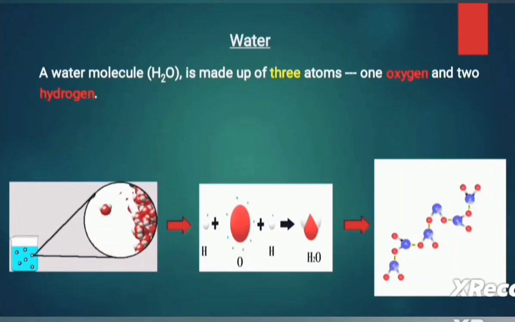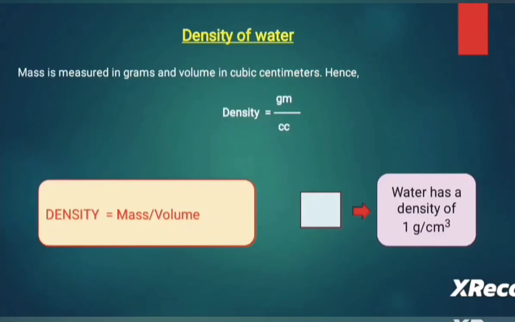Ice is lighter than the original liquid. When water freezes, that is when it transforms into the solid state, its volume increases. Therefore, the density of ice is less than that of water. That's why ice floats on water. Now let's see what is density of water.